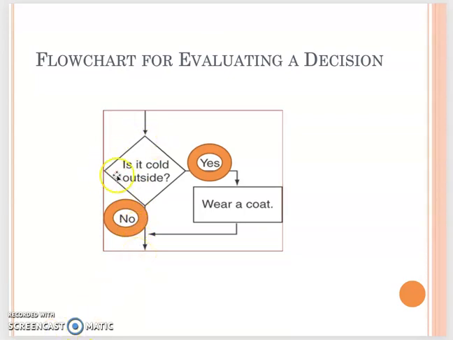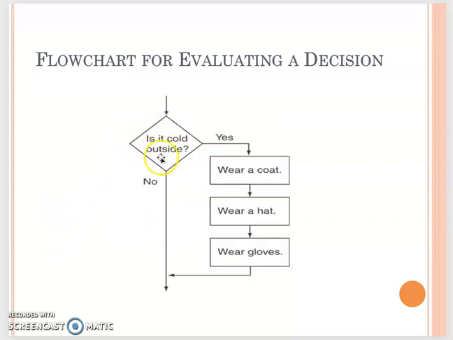Sometimes you see the diamond is just the if condition. The result is either true or false. If it's cold outside, you wear a coat, but you may also do more things: you wear a hat, you wear gloves. There can be multiple things you do. In programming, it's the same. Sometimes if true, you do one statement, but if you want to do multiple statements, we can do that too.